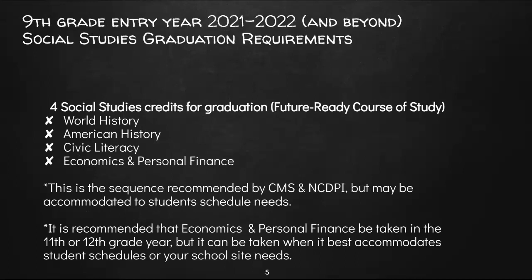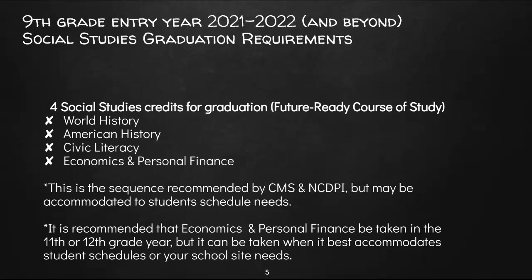Now let's break it down. 9th grade entry year 2021 to 2022 and beyond. The social studies graduation requirements are as follows. Students need 4 social studies credits for graduation for the Future Ready course of study. World History, American History, Civic Literacy, and Economics and Personal Finance.